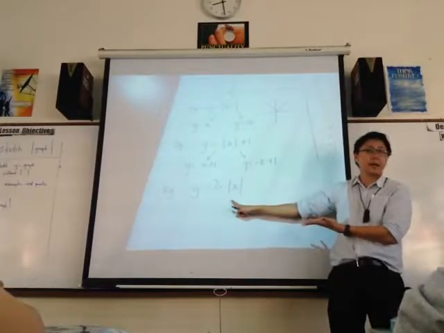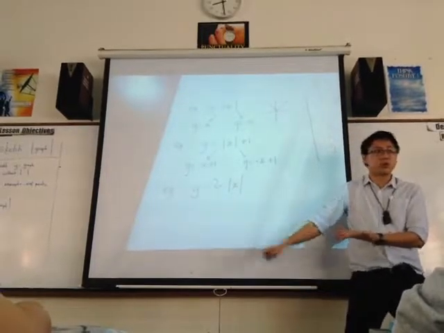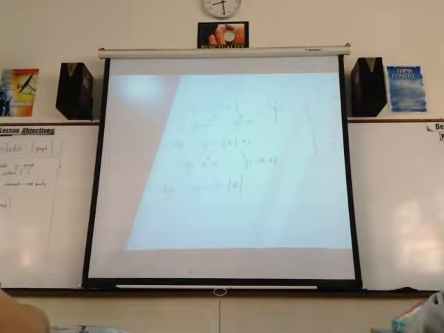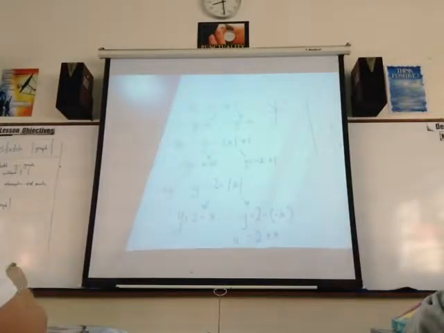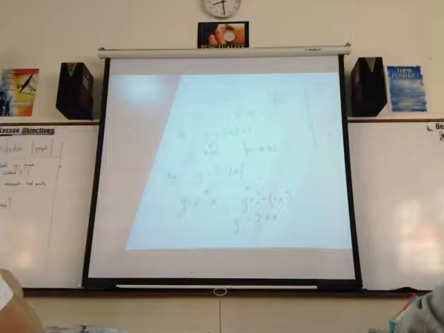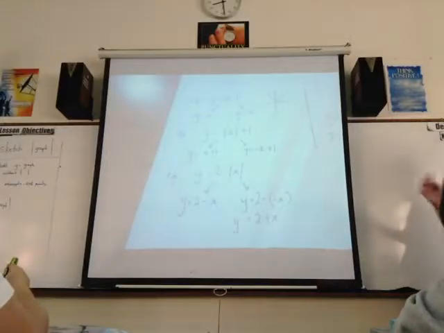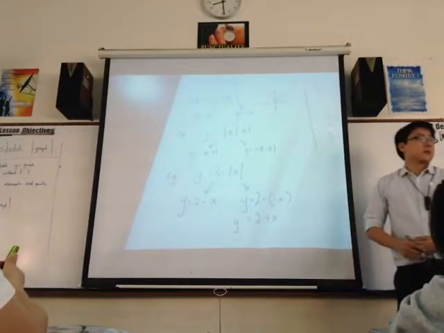Now the last one, can you tell me this? How does it look like? So the first one will be y equals 2 minus x. The second one will be 2 minus negative x, or 2 plus x. Is it easy to understand? Okay, now you have two equations like that.